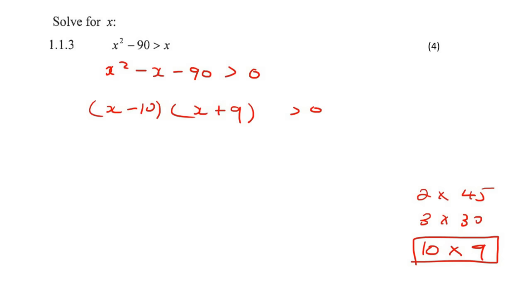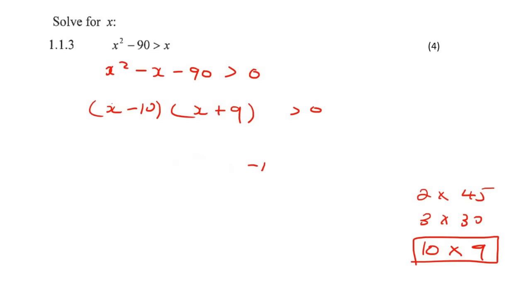And you can double check it. For example, x times x is x squared. 9x minus 10x. So 9 minus 10 equals negative 1x. And that's what I did over there. So that's just normal factorizing that I did there. But as I said, you could use the quadratic formula.